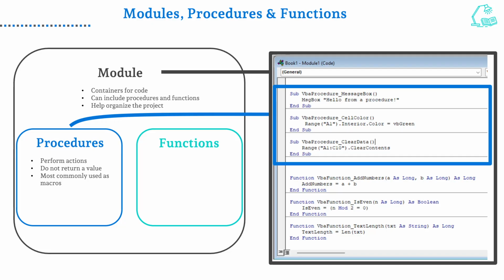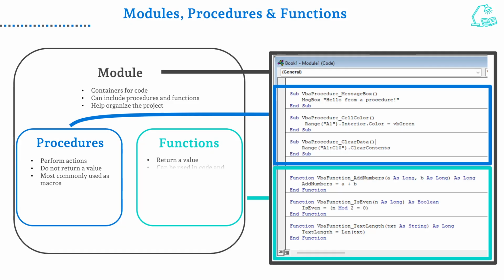Below the procedures, in the green section of the screenshot, we find the functions. The example shows three of them. The first returns the sum of two numbers, the second checks whether a given number is even, and the third returns the length of the text passed as an argument. Functions differ from procedures in that they always return a value, which can later be used either in the VBA code itself or directly in the Excel worksheet, just like standard formulas.